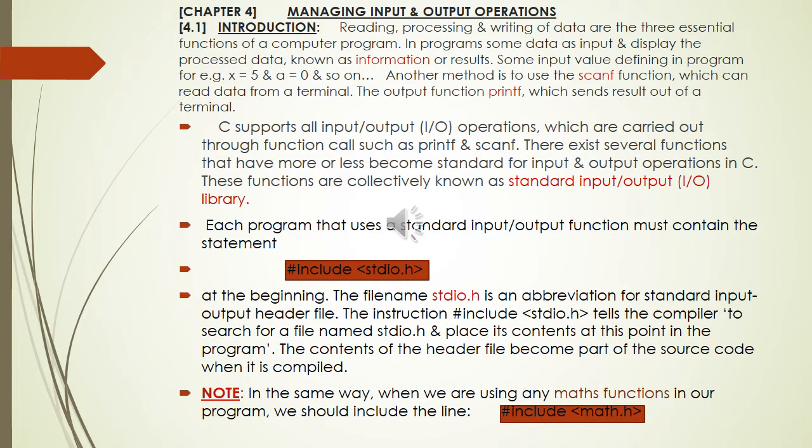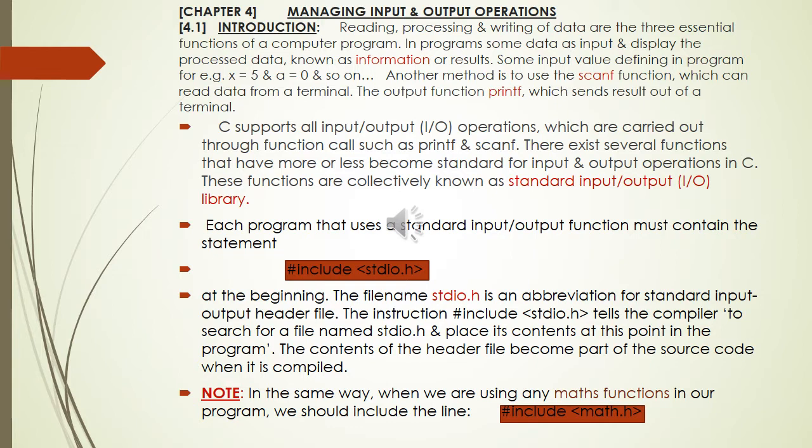There exist several functions that have more or less become standard for input and output operations in C. We will see in the next slide. Getchar is also an input function. So these functions are collectively known as standard input-output library. Each program that uses a standard input or output function must contain the statement #include stdio.h. Before writing the main function, you have to write this statement #include stdio.h at the beginning.